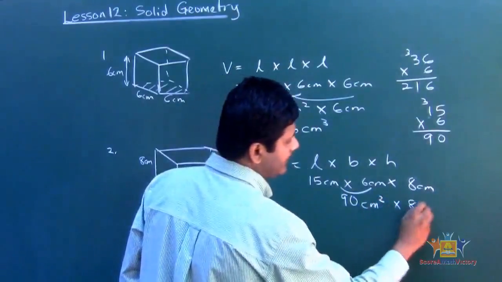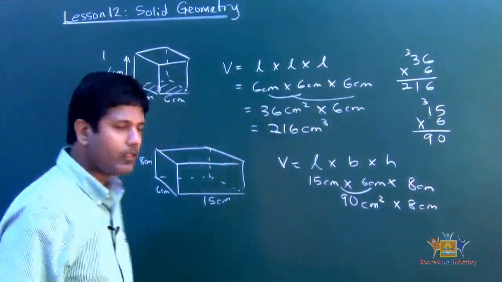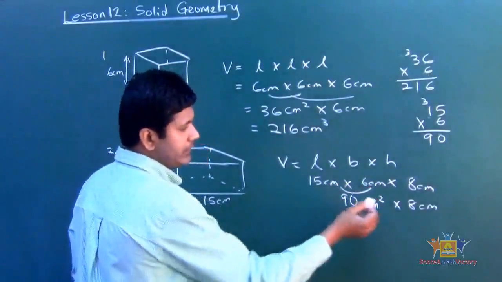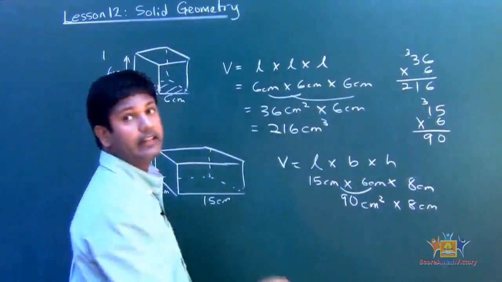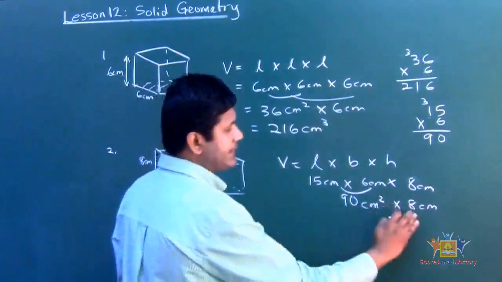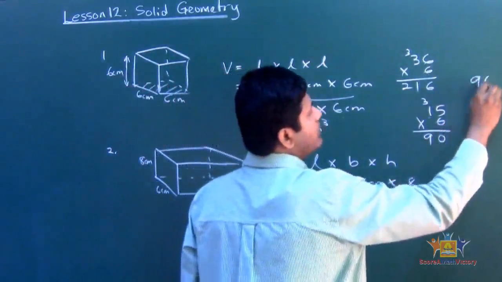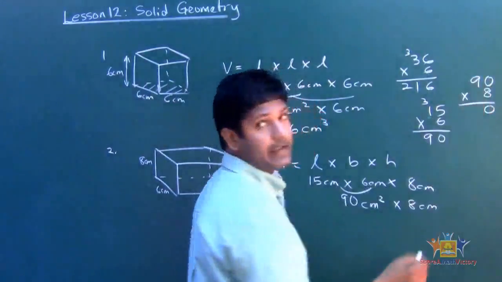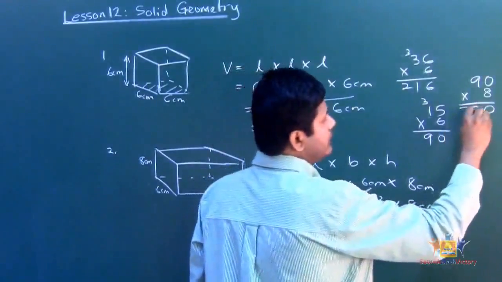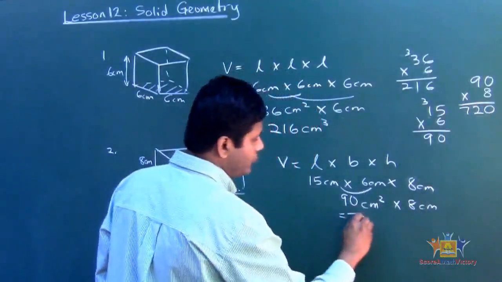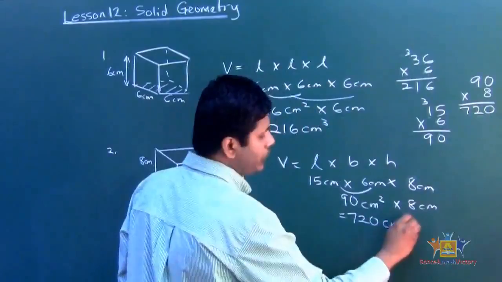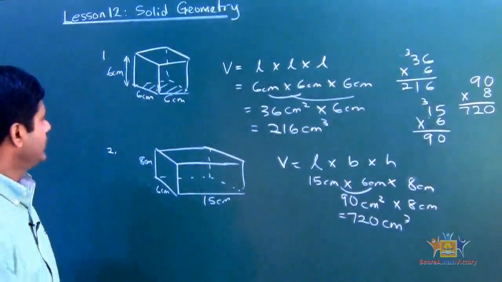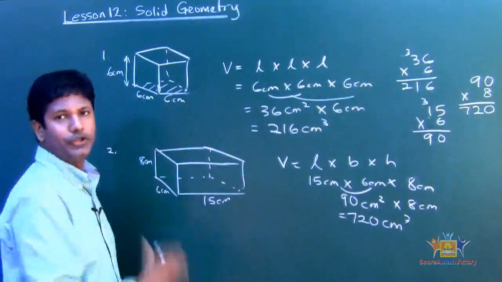And then I'm going to multiply that with 8 centimeters. Because this one I just said I'm only multiplying twice, that's why I put 2. Now I'm going to times it with another centimeters. That will give me cube. But look at that, 90 times 8. Big numbers, so we're going to use the long multiplication method. 8 times 0 is 0, 8 times 9 is 72. So that gives me 720 centimeters cube. Very important, 720 centimeters cube, and that's the volume of the cuboid.